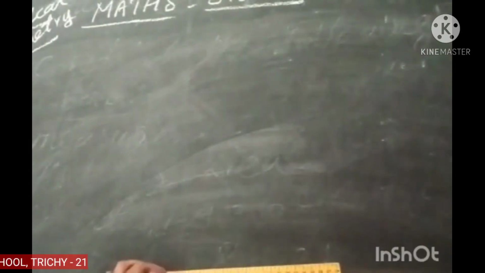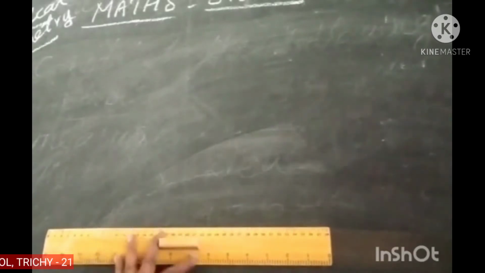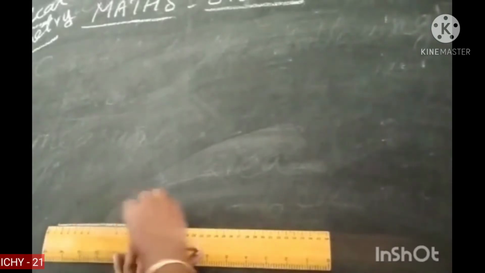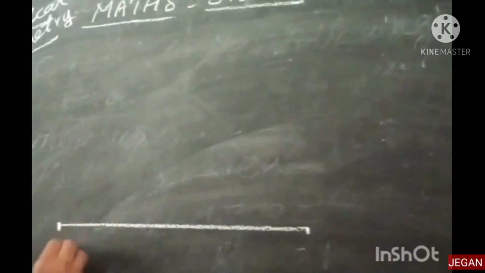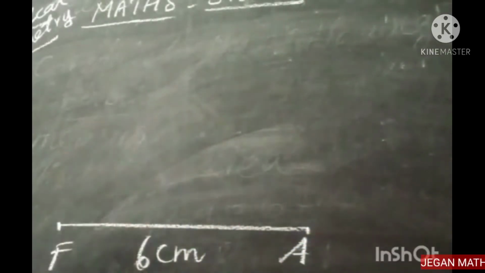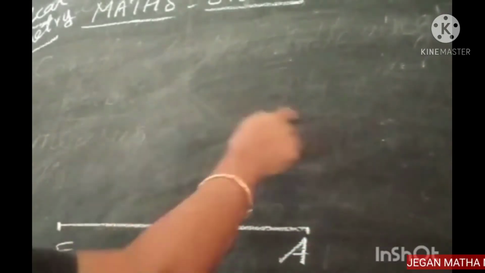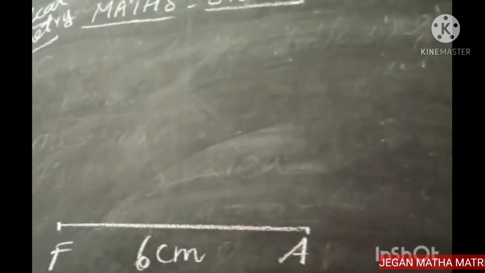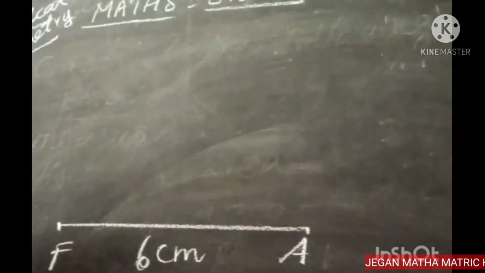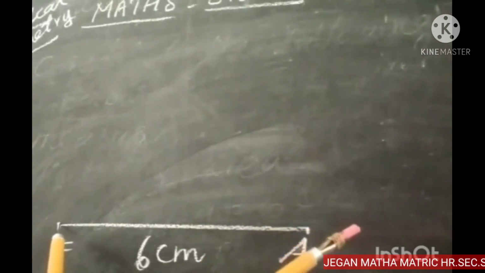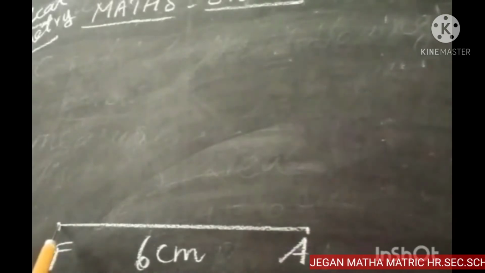In the rough diagram, FA is the baseline segment, 6 centimeter. So by using the ruler you have to draw the line segment FA of 6 centimeter. Draw the baseline FA, 6 centimeter. After that they are giving the diagonal FC, 8 centimeter. Here AC is also 8 centimeter. Now we can use the compass. Take the measure of 8 centimeter with the compass and then keep it on F.